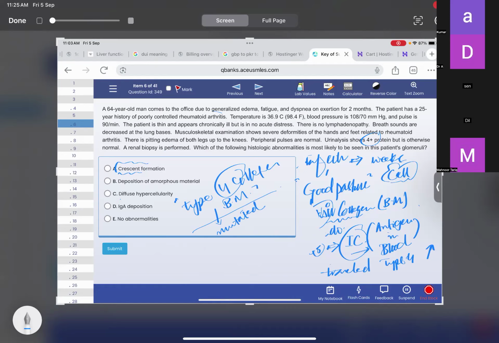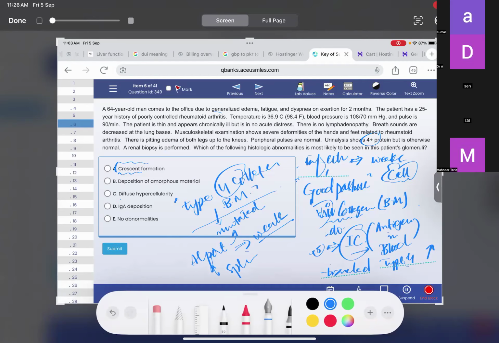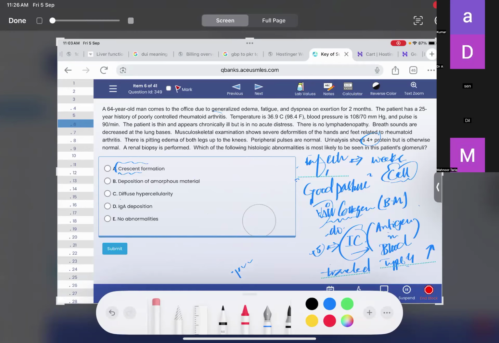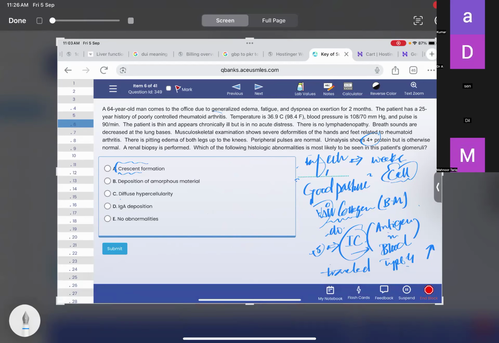In Alport we have mutated collagen, okay? And the basement membrane is weak. So if the basement membrane is weak, we say that we have splitting of the basement membrane in Alport, okay? We don't have splitting in Alport, we have splitting in MPGN. In Alport, actually, we have the irregular thickening that forms the basket weave appearance. But we also have splitting.